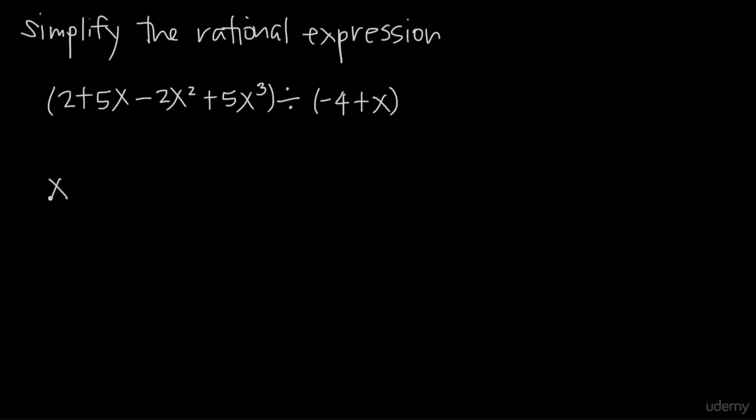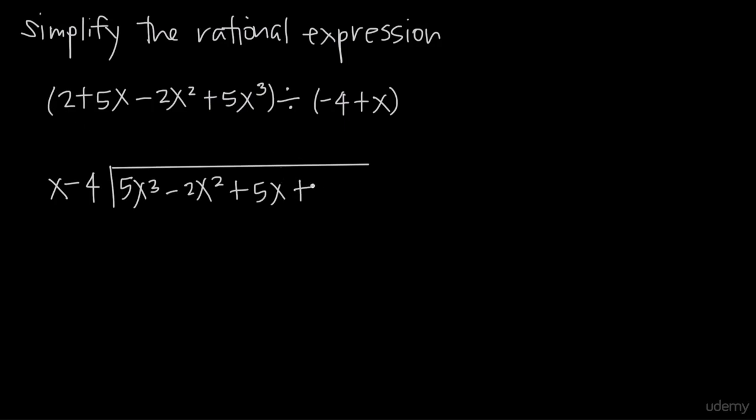So we're going to say positive x minus 4, that's going to be our divisor, and then for our dividend, we want to do the same thing. We want to put our exponents in descending order. So we're going to start with 5x cubed. Then we want -2x squared. Then we want x to the first power, which is positive 5x. And then we want the whole number, which is a positive 2.